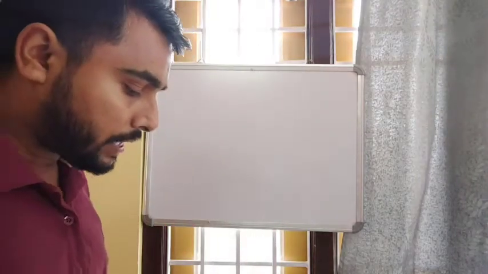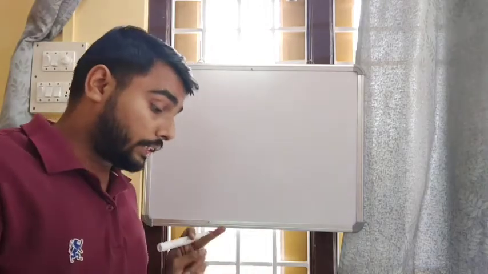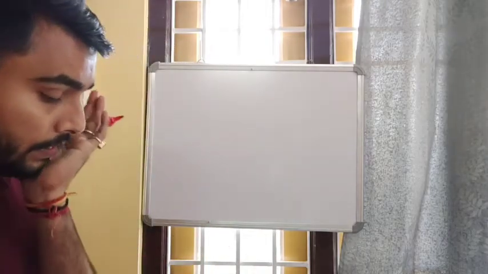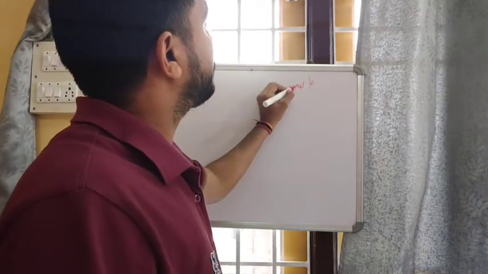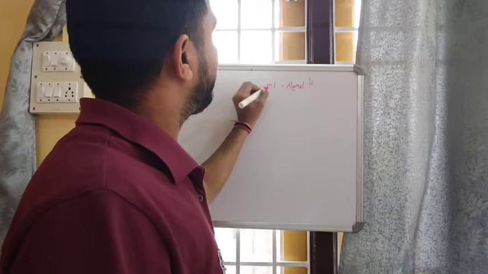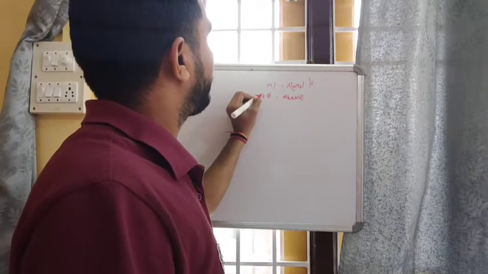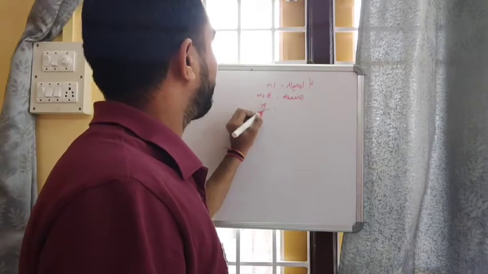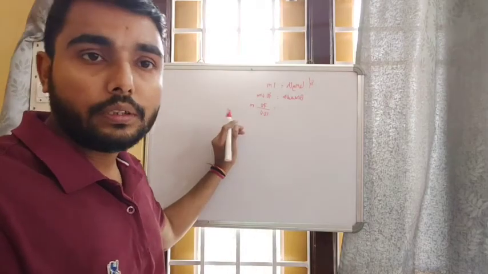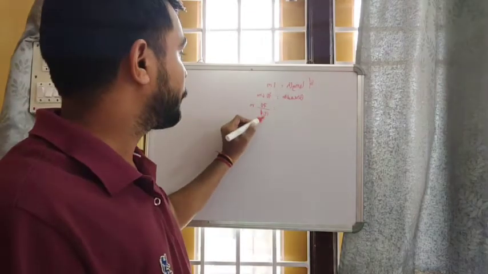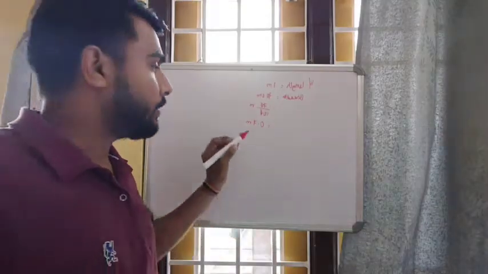A rectangular piece of plastic sheet measures 1 meter by 70 centimeter. Find its cost at the rate of rupees 80 per square meter. So length is given, breadth is given. Length is 1 meter. Breadth is 70 centimeter. So from centimeter we need to go to meter, so we have to divide it by 100. Clear? 0 and 0 will be cancelled, it will be 0.7 meter.